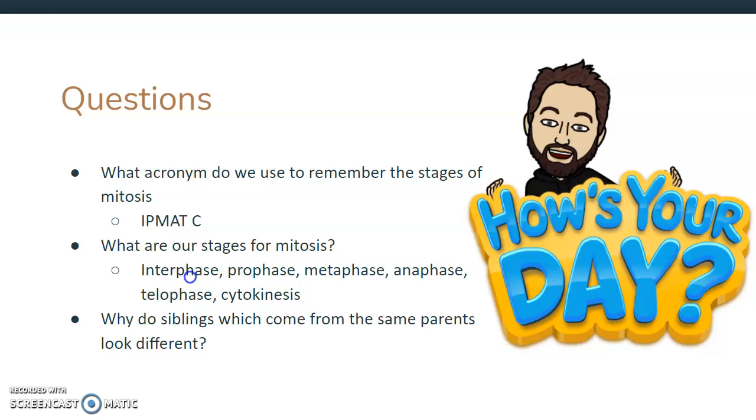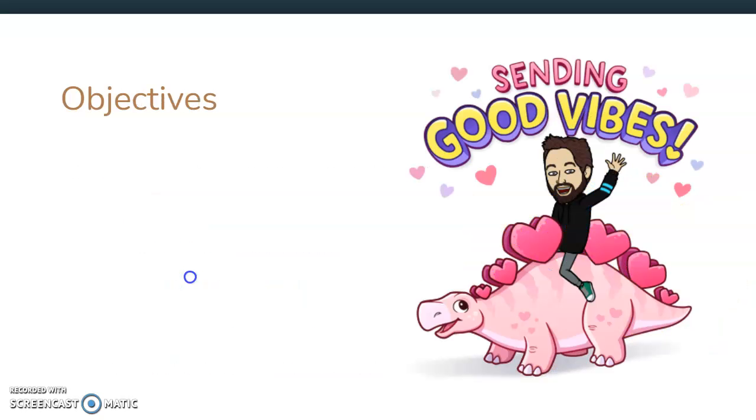And then we have another question: why do siblings, which come from the same parents, look different? If we have mitosis, we say that we have identical daughter cells. The products are identical cells. But when we have meiosis, we don't have identical sisters or identical brothers. So why is that? Well, it's because meiosis creates genetic variation. So we'll be learning about that today.